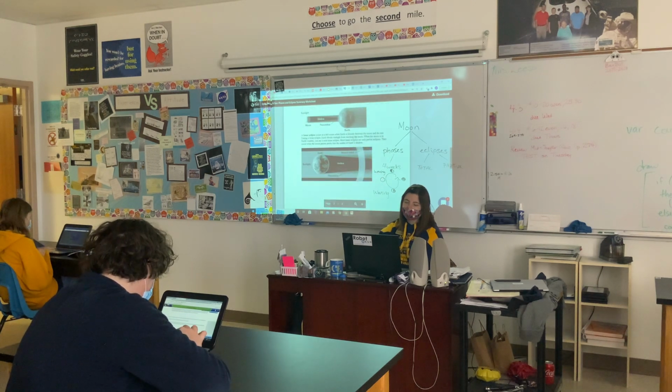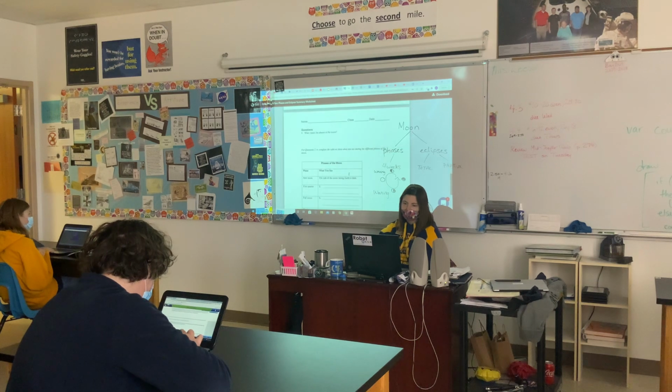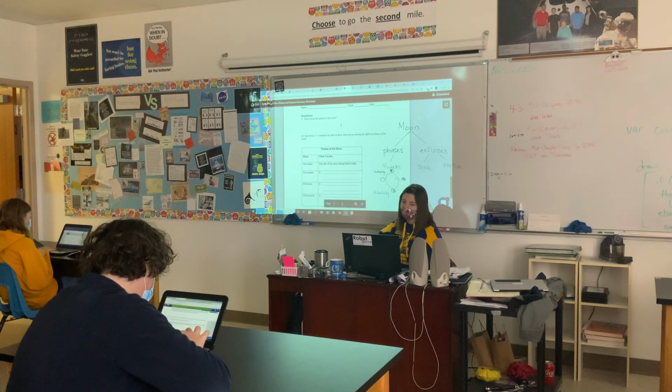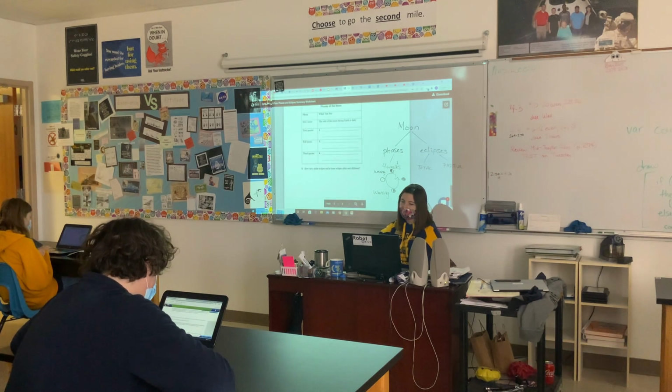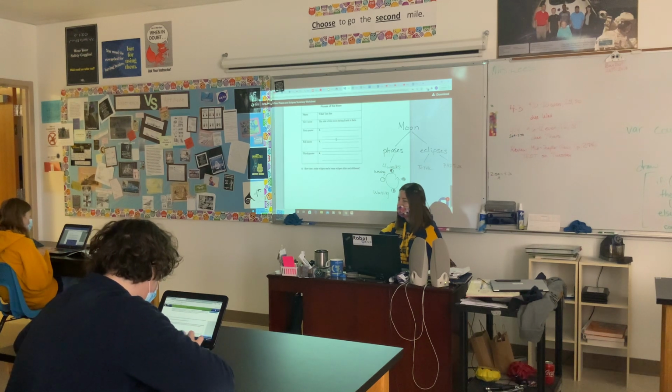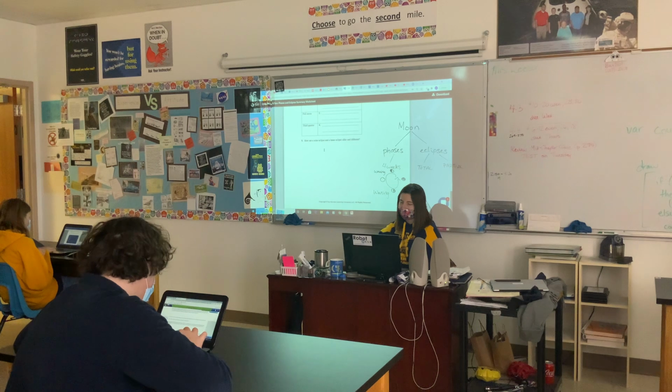It summarizes the same information once again. You need to explain what causes the phases of the moon. What do you see on each of these? The new moon, the first quarter, full moon, third quarter. You're gonna tell me which part is lit, which part is dark, and compare the solar eclipse and the lunar eclipse. How are they alike? How are they different?